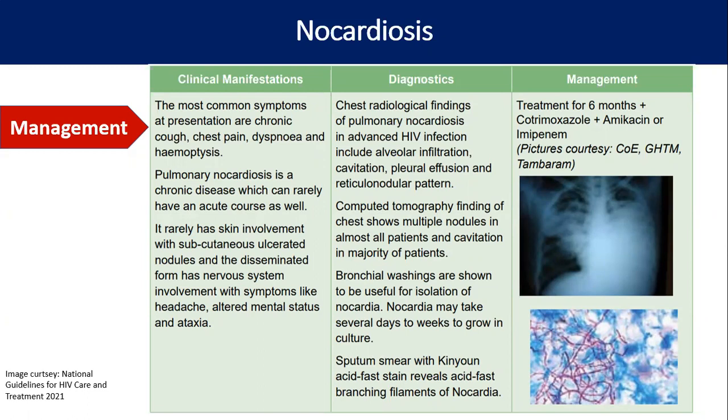Nocardia may take several days to weeks to grow in culture, and sputum smears with modified acid-fast stain reveal acid-fast branching filaments of nocardia. So on the right-hand side, we have the acid-fast branching filaments of nocardia in the lower picture, and in the upper picture, we have the X-ray findings, the pulmonary manifestation of nocardiosis. Then management is treatment for 6 months with cotrimoxazole plus amikacin.